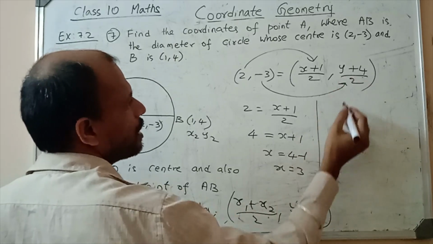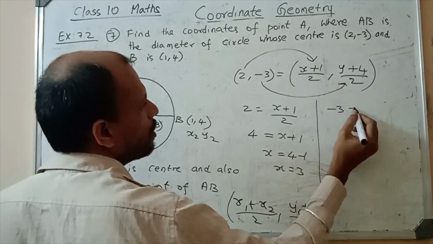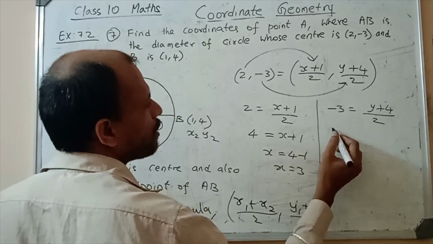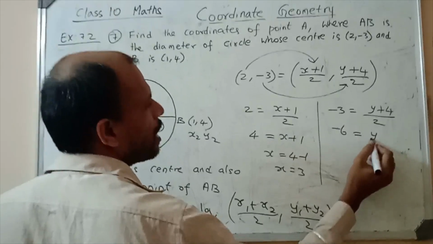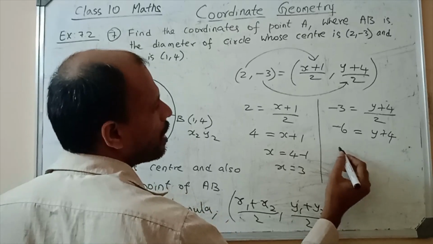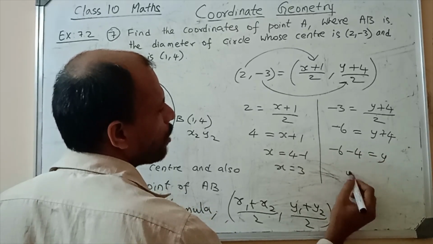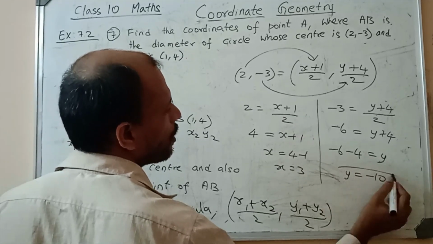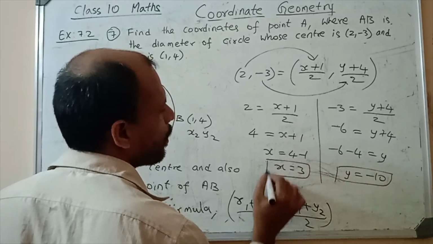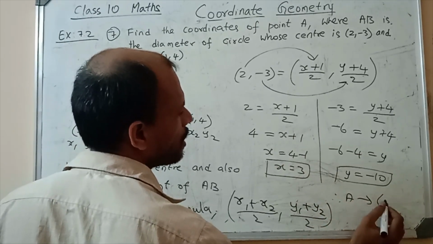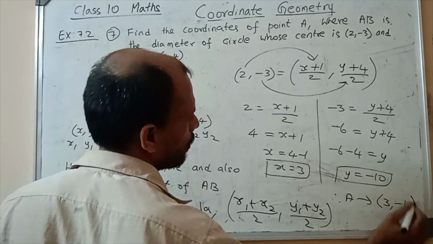In the same way, here -3 is equal to (y + 4)/2. Taking 2 here, -3 into 2 is -6, equal to y + 4. Now -6 minus 4 is equal to y. So y is equal to -10. Okay. Therefore, point A is nothing but (3, -10).